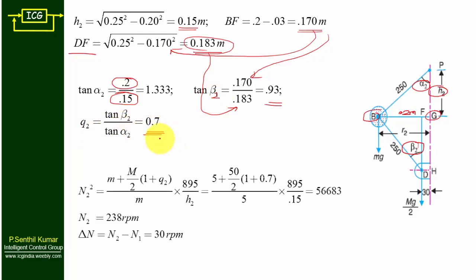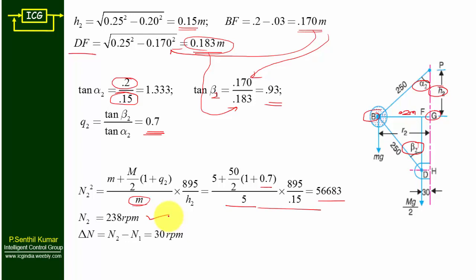Now apply 0.7 on the standard formula. N2 squared equals m plus M by 2 multiplied by (1 plus Q2) multiplied by 895 divided by h2. So apply all those values: m 5, M 50 and Q2 0.7, then h2 0.15. You will get 56,683. So from that N2 equals 238 RPM.